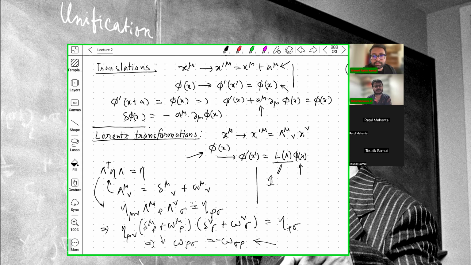Yeah, may I comment on this? Yeah, no, please. This translation actually is not a Lorentz transformation, sorry, a gauge transformation. So that I will introduce in my lecture. Okay, so this cannot be considered as a gauge transformation. Yeah, thank you.